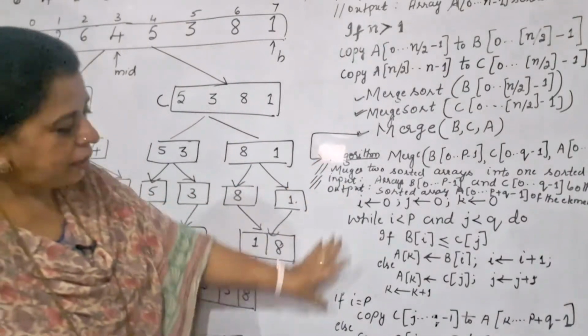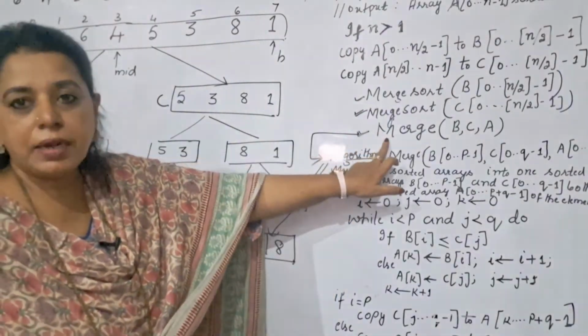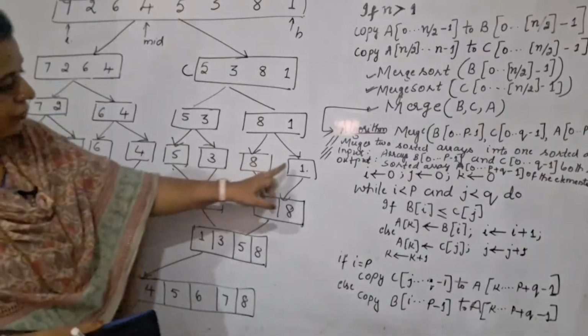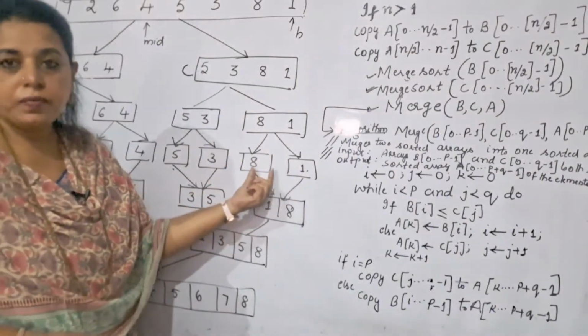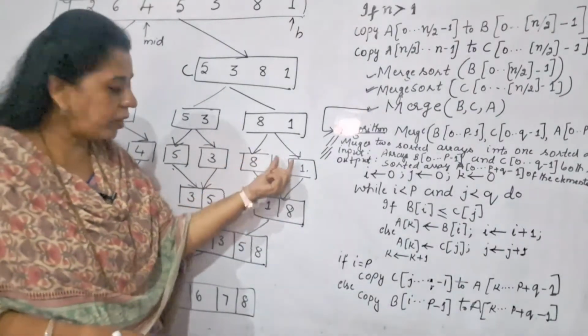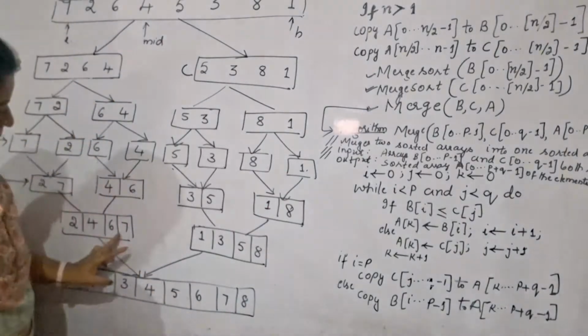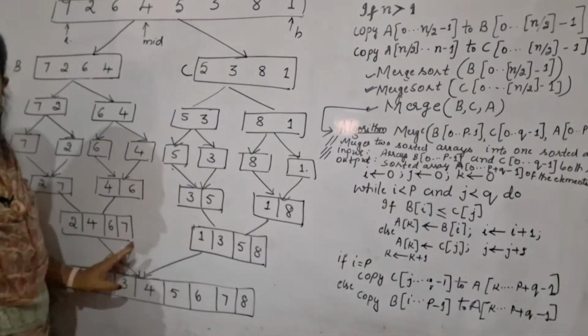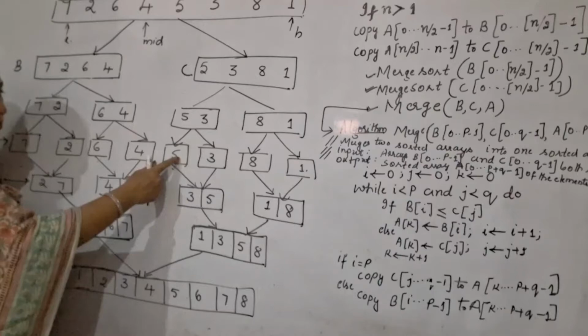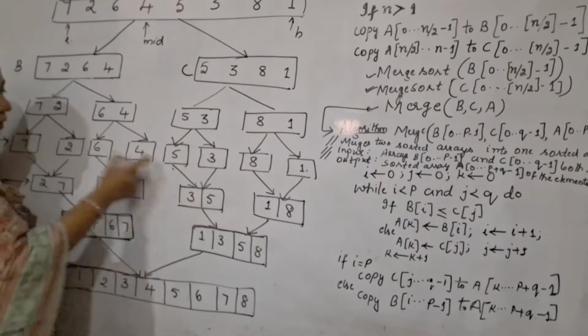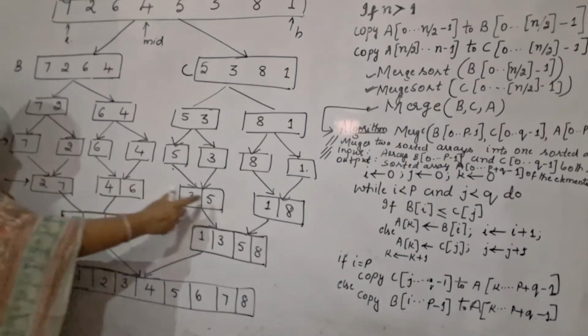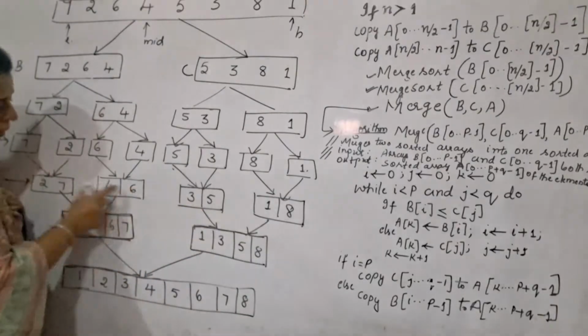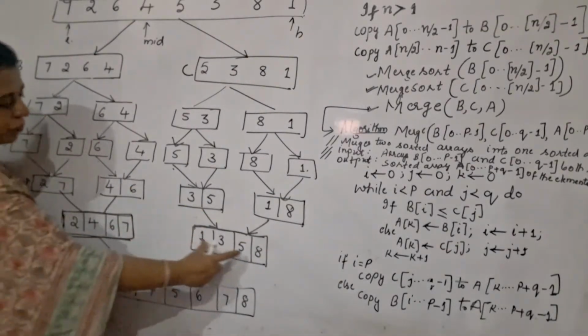The combining logic is in the function merge that is used here. Merging will start from here only. So instead of showing you the explanation for one single element, I will try to apply this merge to these two arrays, B and C. The merge will start from here. It is combining all these single elements into two elements. Then once again two elements are getting merged into 4 here.